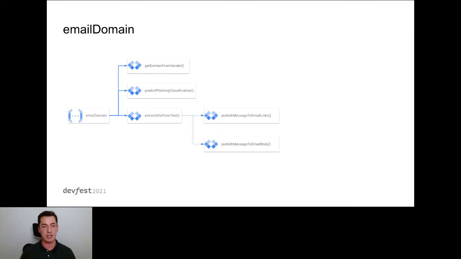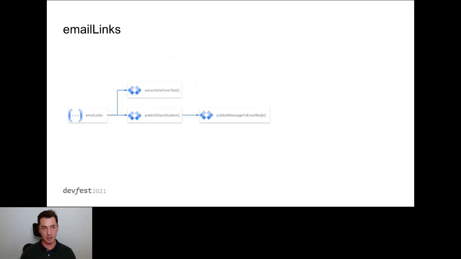The next thing we have is extract URLs from text. This is the email body that we received. We're going to check if there are URLs within the email body, and we're going to extract them. Depending on that, we will be able to publish that message to the email links topic, or email body. So this only depends on whether we do have a URL. So we're going to invoke another cloud function just for the links, or if not, we're just going to go separate.